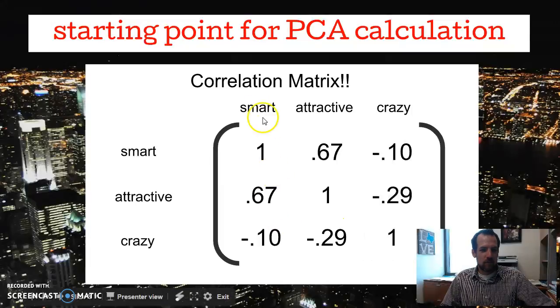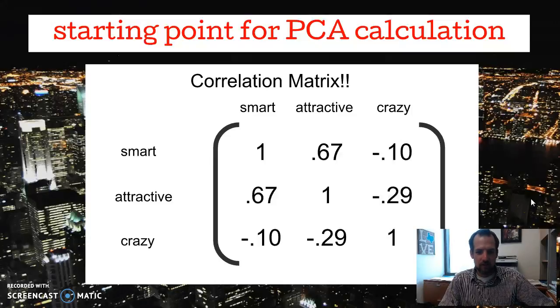And then the correlation between smart and attractive was 0.67, so you can make that connection there. And obviously 1 here, and then we'll see this negative correlation between attractive and crazy. And then we have probably a not significant negative, but also negative correlation between crazy and smart. And then the rest of these are repetitions. You see the 0.67s, the negative 0.10s, and then the negative 0.29s, and then the three 1s. So that's the basis of it.